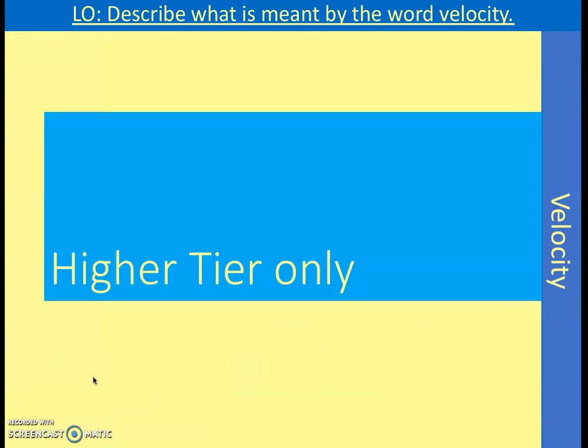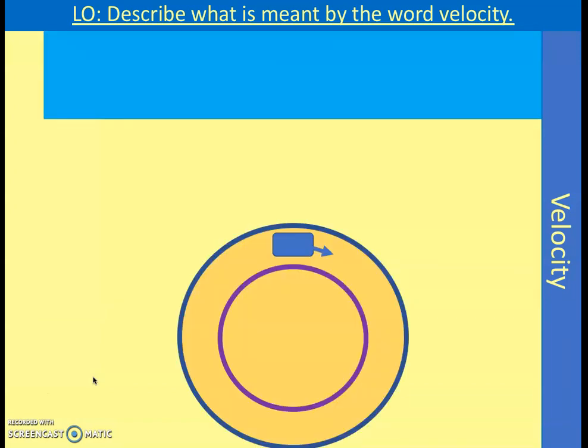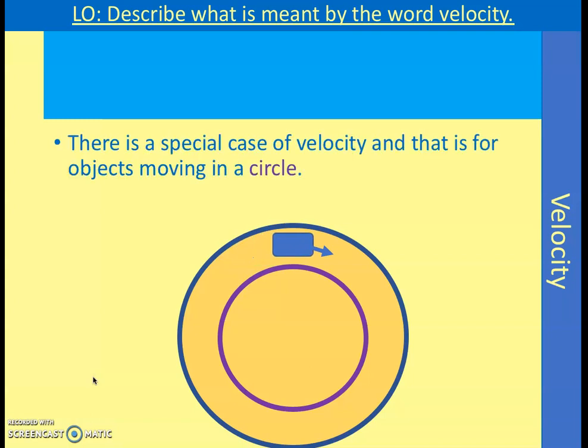This is a section that is for higher tier only. Again, like I said, that is most of you. So if I'm looking at my car, he's stuck on a roundabout. He's just going around and around and around. How do I calculate his velocity? How do I know what direction he's going in if he's just going in a circle? It's not a straight line. So this is a special case of velocity, and that is for objects moving in a circle.